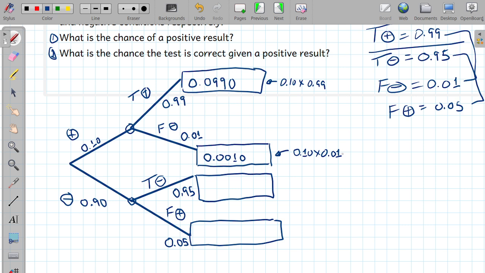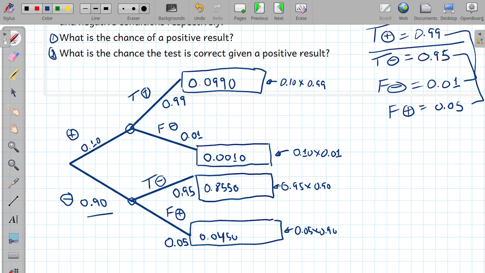Now, let's go down to the healthy branch, the negatives. So here we have 90% of the population are healthy. And the test is correct and gives us a true negative of 0.95. So this is going to be 0.95 times 0.90. That'll give us this result. And what do we get? 0.855. There we go. And lastly, we'll multiply along the bottom branch where we want 5% of 90. And we're going to go 0.05 times 0.9, and that should be 0.0450.